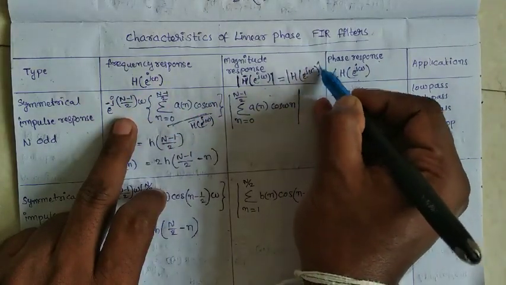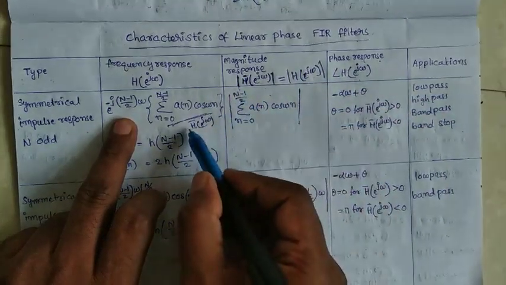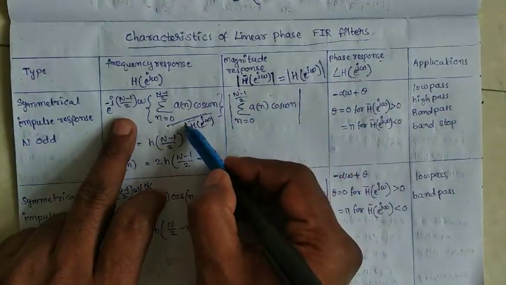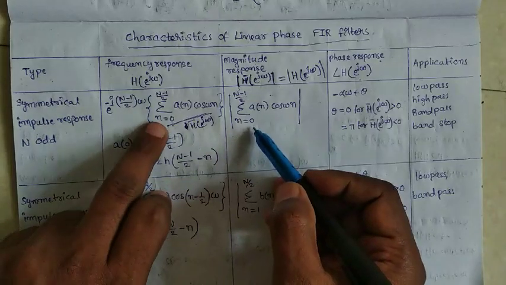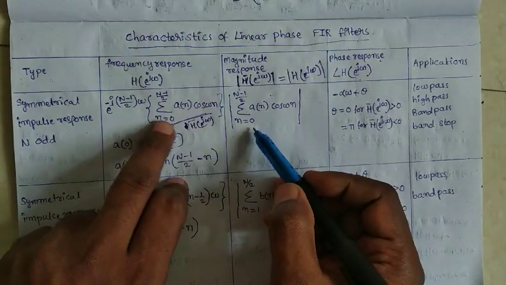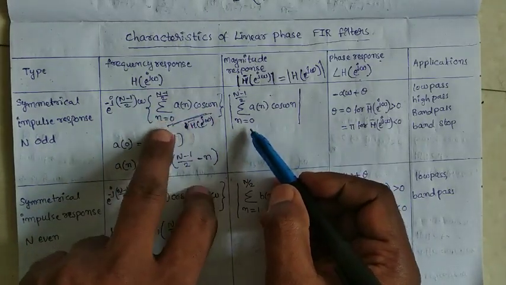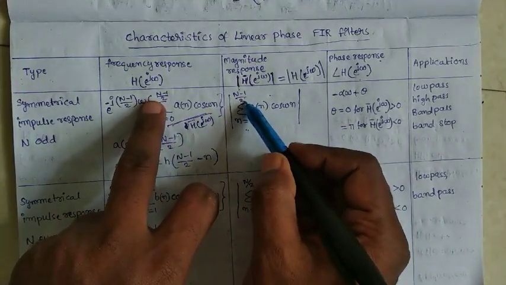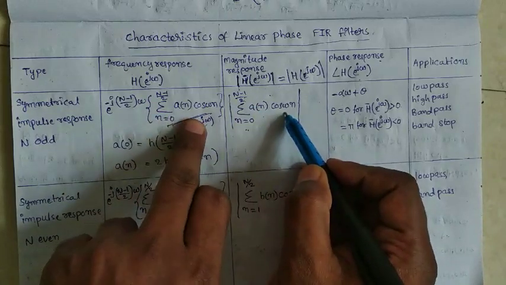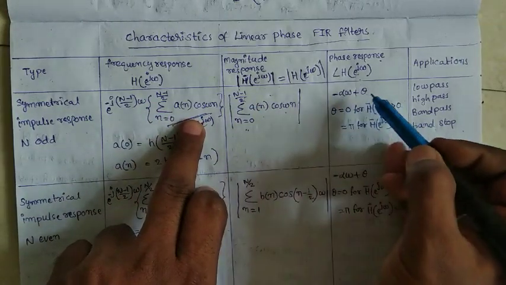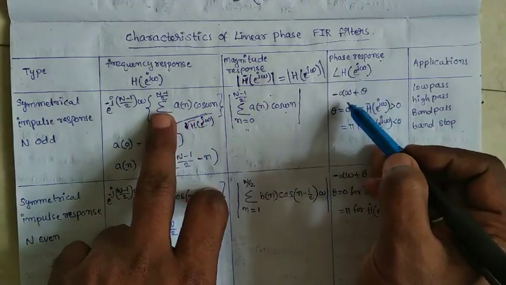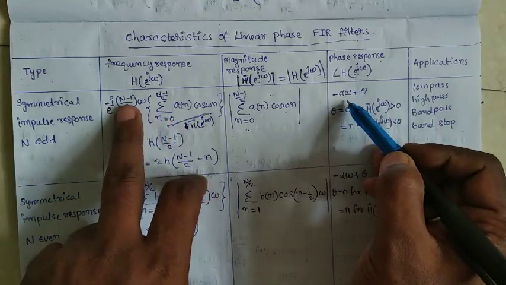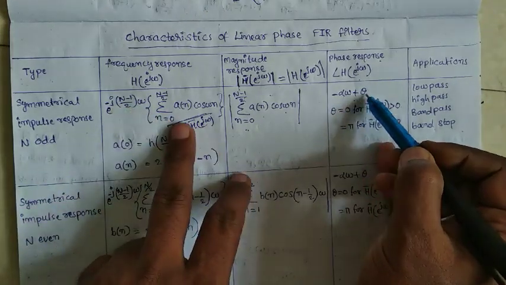Magnitude of H of e power j omega is equal to mod of H bar of e power j omega, which is the mod of the summation n equals 0 to (N minus 1) by 2 of a of n cos omega n. Here, what is the phase angle? How to calculate the phase angle? It is minus alpha omega plus theta.